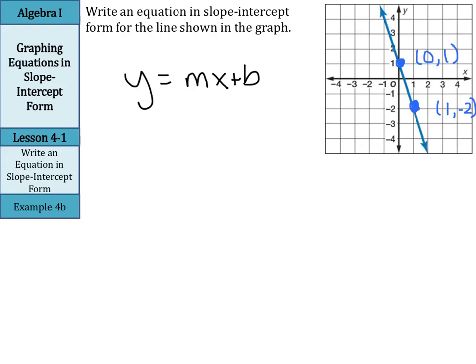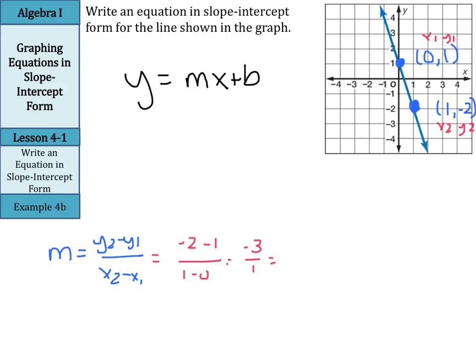When we go to calculate the slope of that line, using the slope formula y2 minus y1 over x2 minus x1, remember, it doesn't matter what you call x1, y1, or x2, y2, as long as you're consistent in your formula. So this slope is going to equal -2 minus 1 over 1 minus 0, which is negative 3 over 1, or just negative 3.